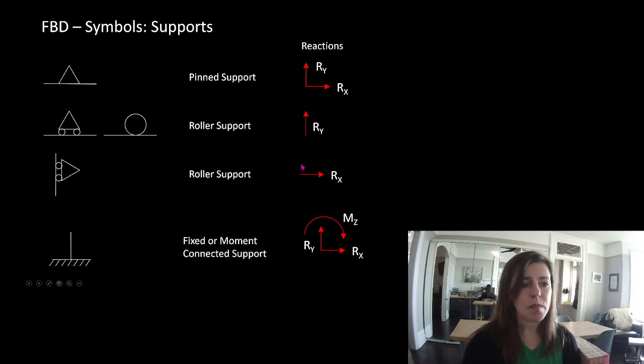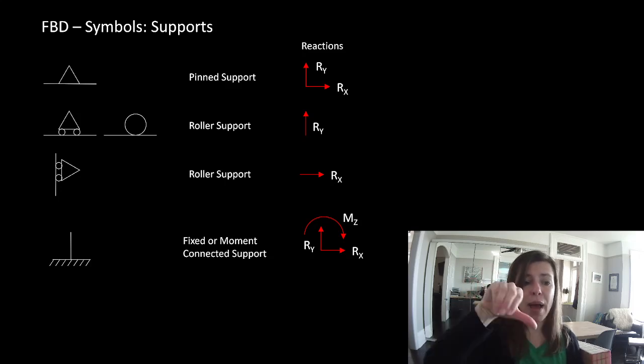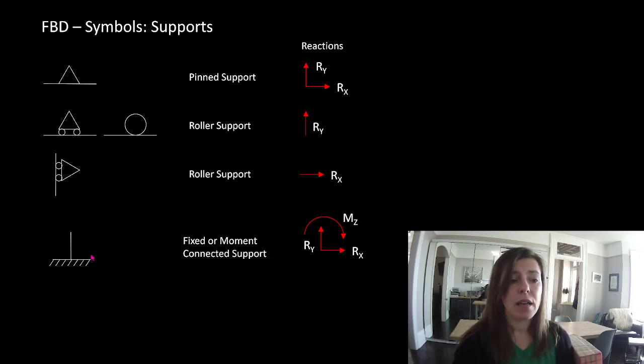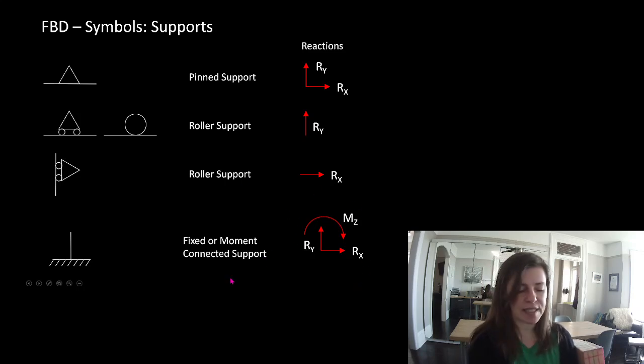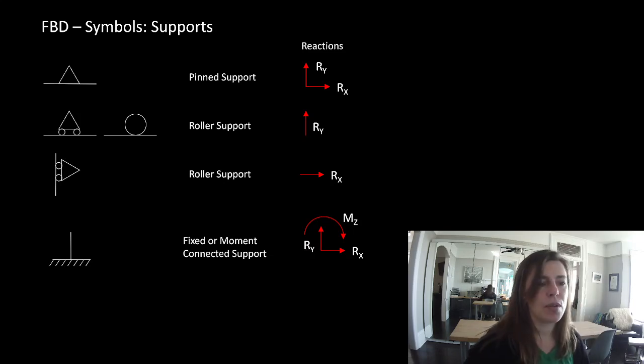A fixed or moment connected support does three things. It stops movement up and down, side to side, and about our z axes. Okay, so this is stopping movement up and down, side to side, and it's preventing rotation about the z axes. I'm going to turn that to be in the positive direction.